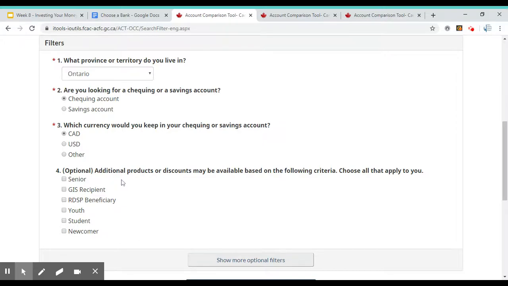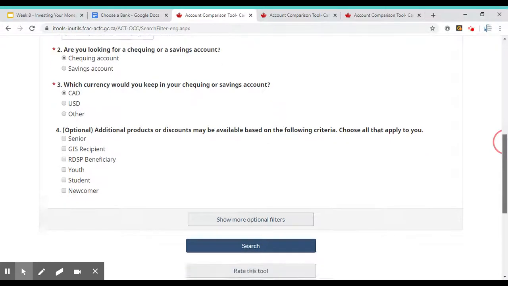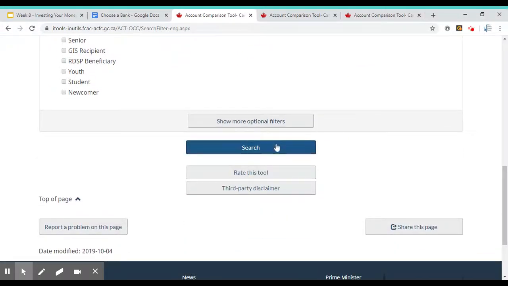Now, section 4 does have an option for you to say that you're a student, and we will be doing that on Wednesday, but for today, we're just trying to look at basic accounts for your average consumer who aren't a student or a youth or a senior. So from here, I'm going to scroll down and say search.